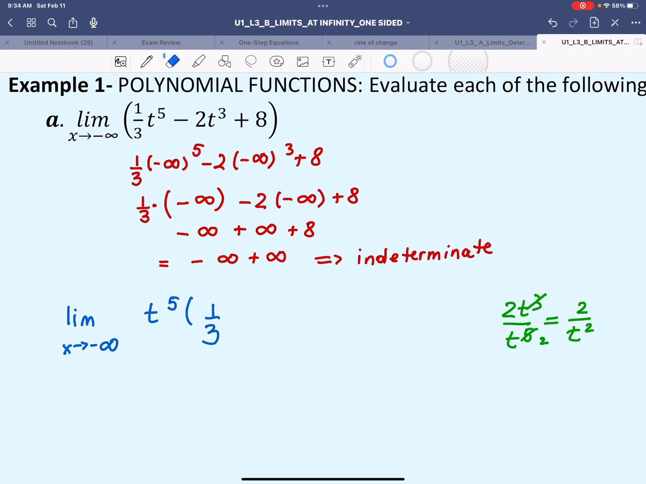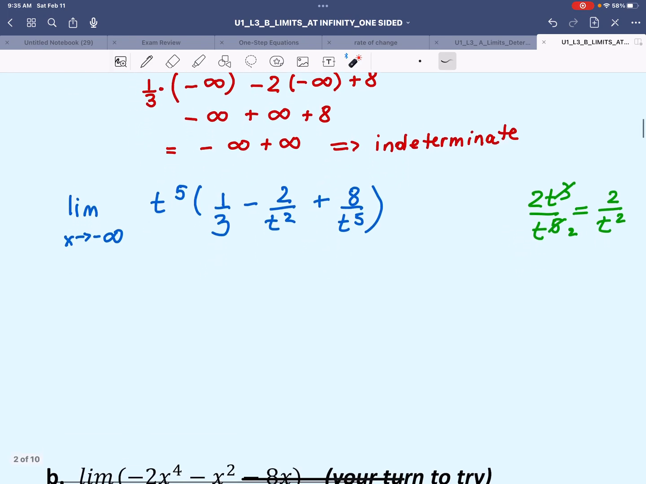So that means that we have minus and then 2 over t to the power of 2. And if you want to double check, t to the 5 times 2 over t squared is the same as what we had here. And then the same thing for number 8: it must be divided by t to the 5, so that we have t to the 5 times 8 over t to the 5 equals 8. So it will become a lot easier with practice, obviously.